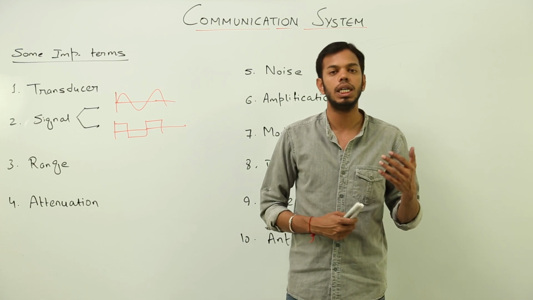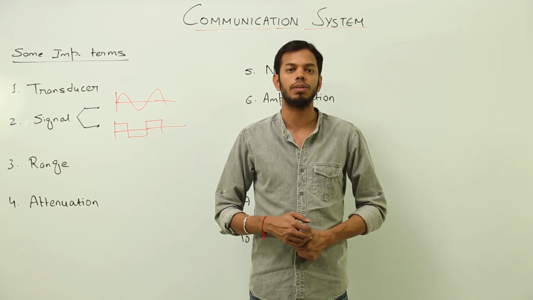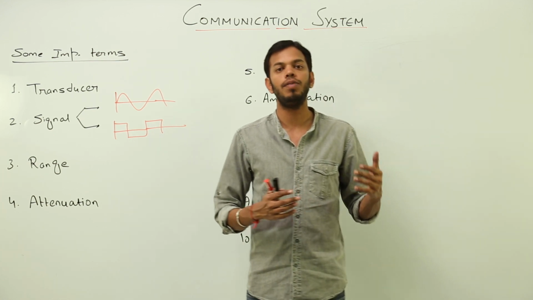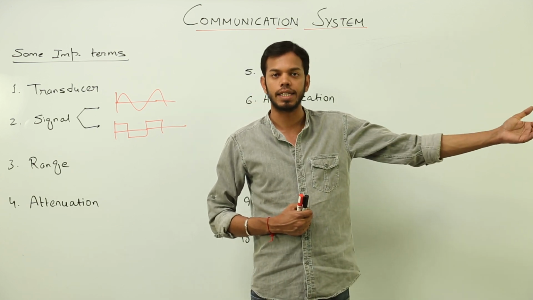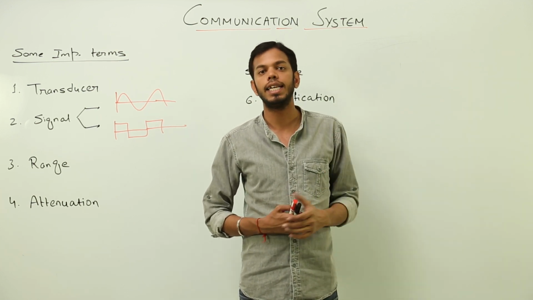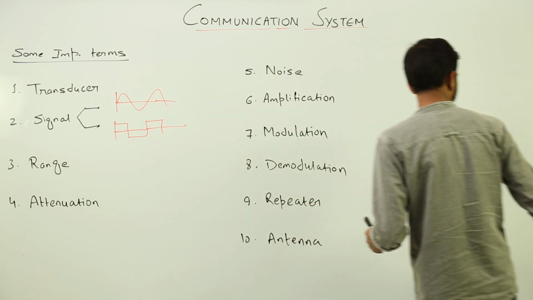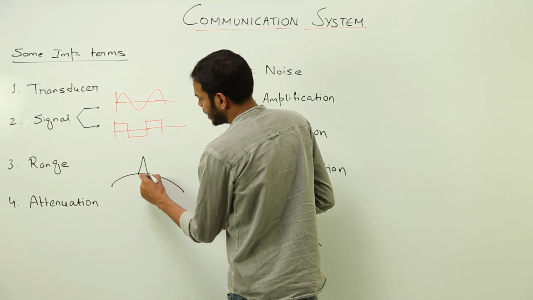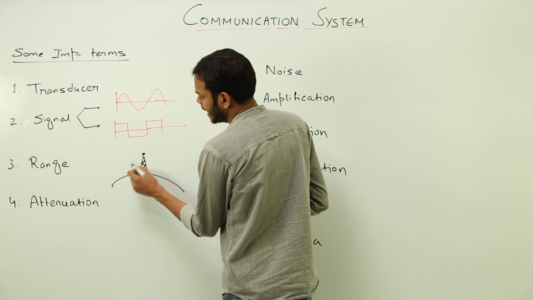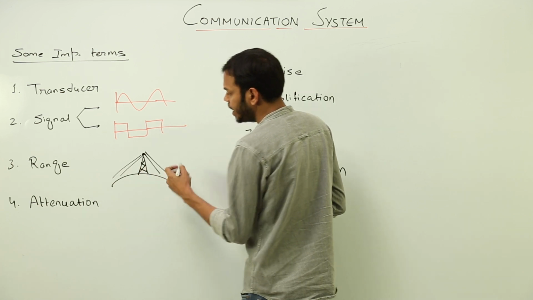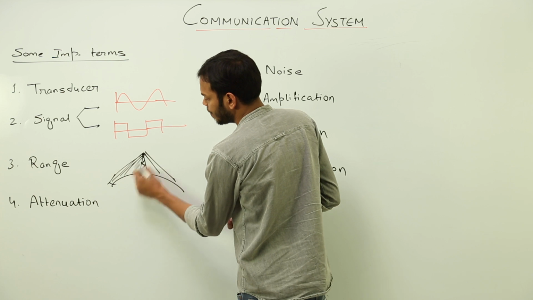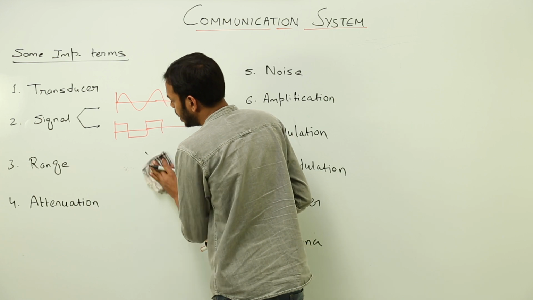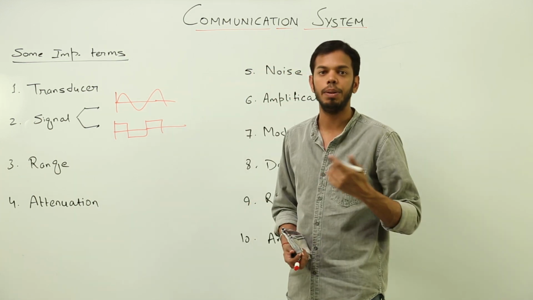Then range. Range means the extent up to which a signal can be transmitted. For example, if I shout from here, my voice would be audible for up to 2 or 3 buildings at the max. It won't be audible to the 4th building from here. That is my range. For example, if there is a tower on the surface of earth radiating signals in all directions, there would be some particular limit up to which it can transfer these signals. That would be the range of the tower.